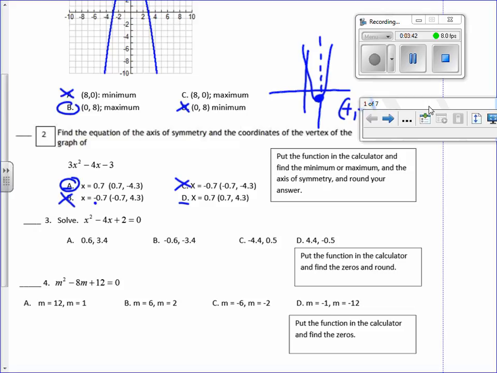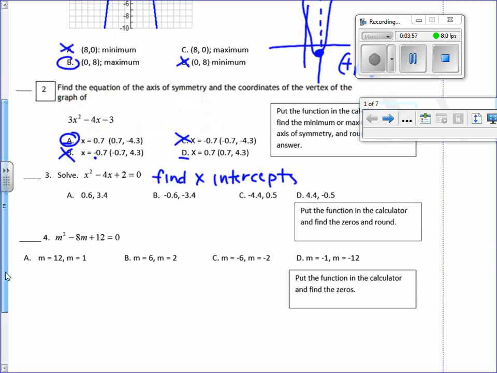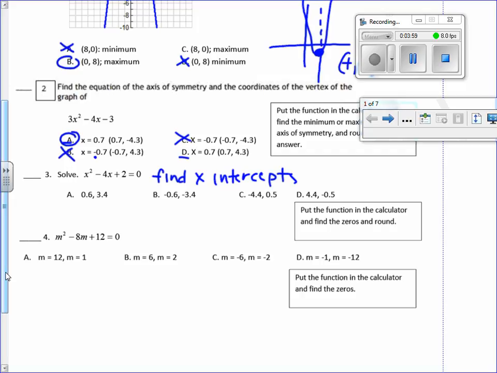Okay? Number 3, solve. Okay? So, to solve, just write a note here. That means to find the x-intercepts. Alright, so we've been talking about that for a long time. Roots, x-intercepts, solutions, zeros all mean the same thing. So, clear out the old equation. Type in the new. X squared minus 4x plus 2. And graph it.